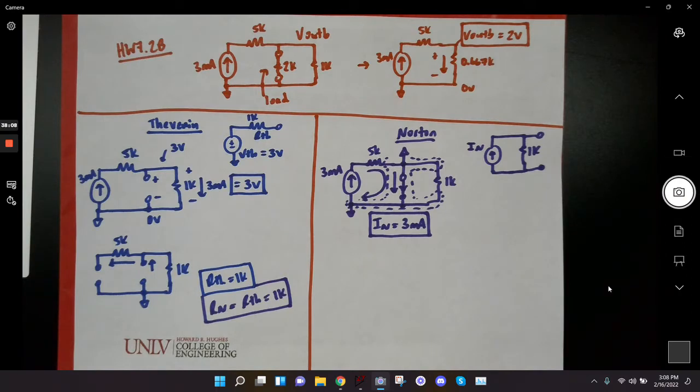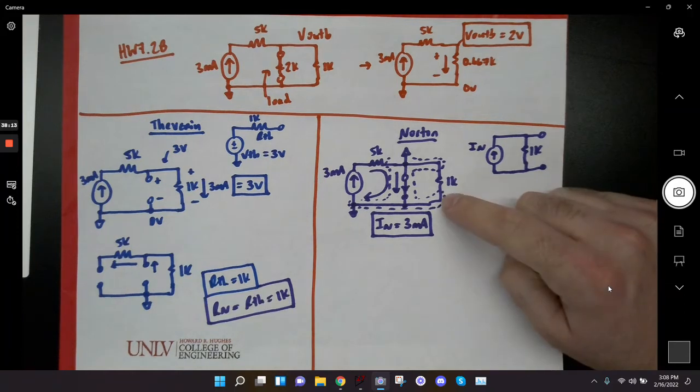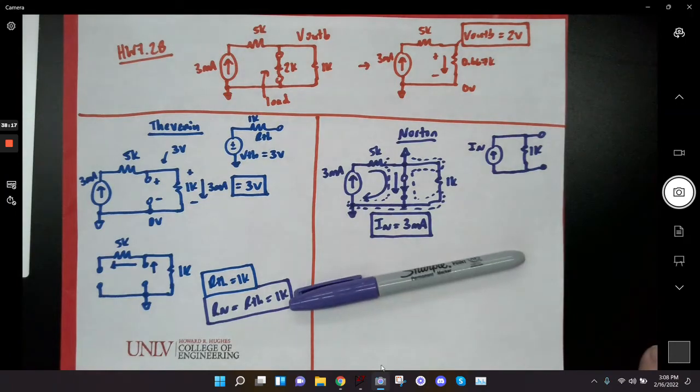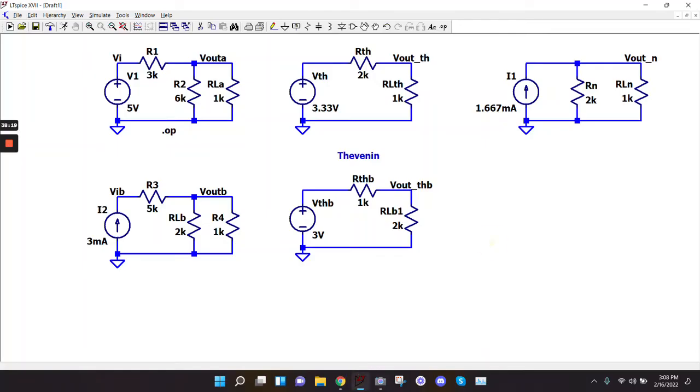so any other questions? I'm going to build it in Spice next. I found I Norton. Does anybody have any questions about this, what I just did? All right, so let me build it in Spice. So I know it's let me just copy this.